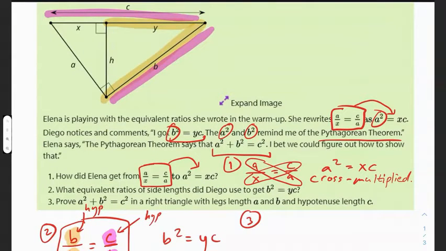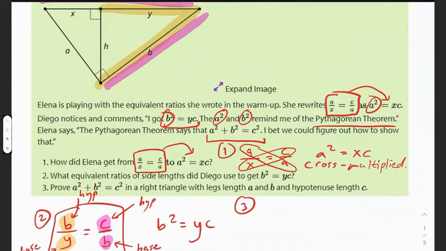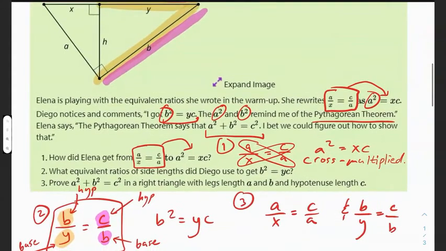Number 3, prove that a squared plus b squared equals c squared in a right triangle with legs a and b and hypotenuse length c. Okay, so let's see. We know that this right triangle gets an altitude that basically creates three similar triangles. These kids create the proportionality statements a is to x as c is to a, and b is to y as c is to b. They could create a third proportionality statement using a different combination of triangles, but since we already have the a squared plus b squared, we're just going to focus on that right now.